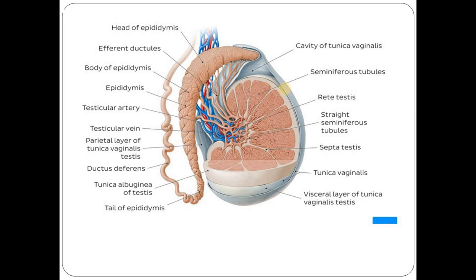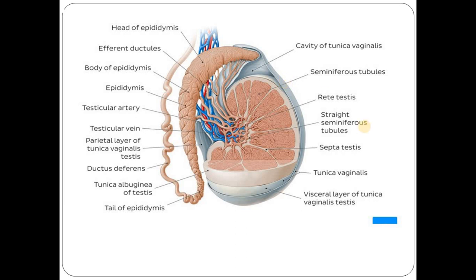Now inside this lobule you can see some kind of coil structures present, and they are known as your seminiferous tubules. So that means these seminiferous tubules are present inside each lobule, and the main function of the seminiferous tubule is production of sperms by the process called spermatogenesis.